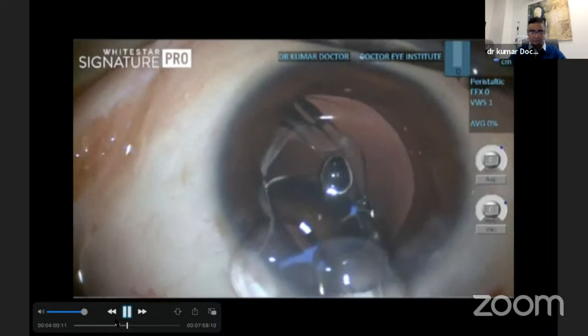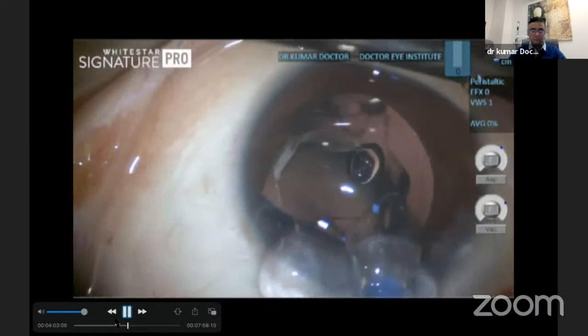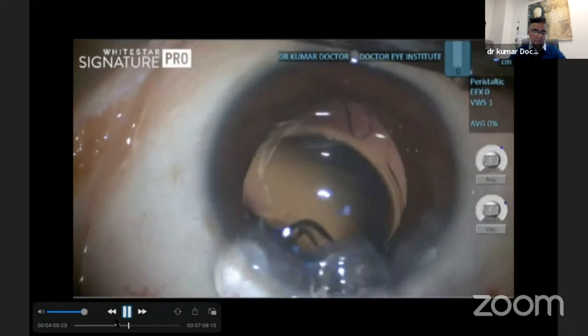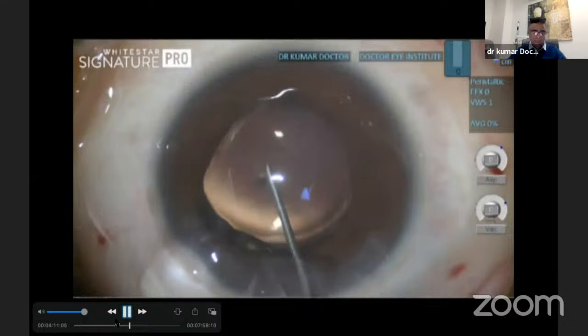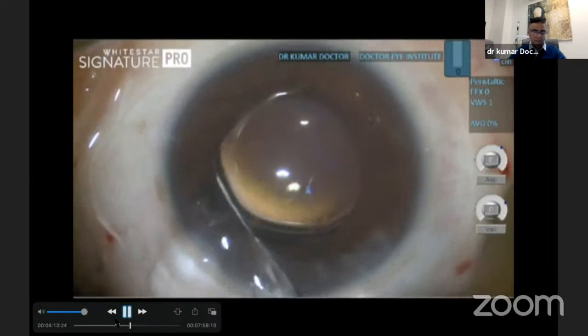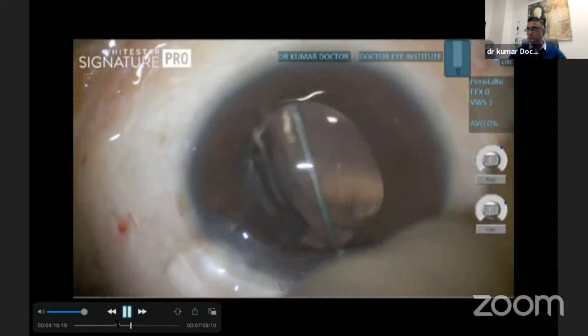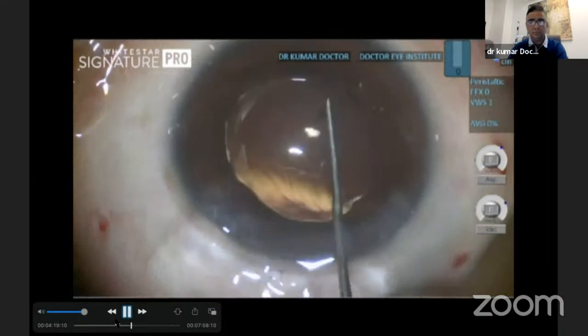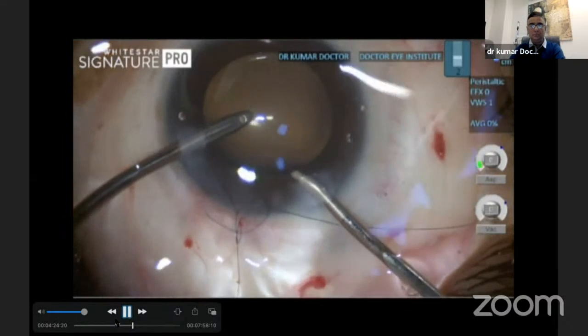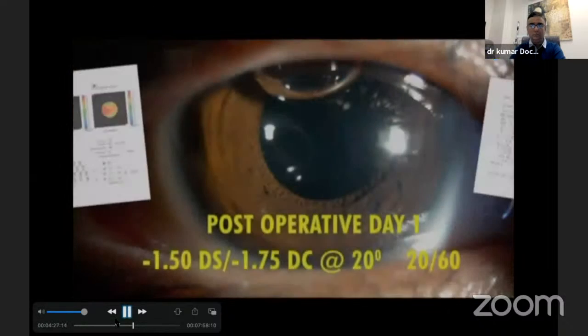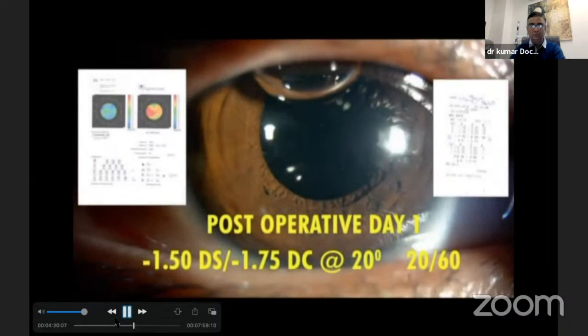Precaution taken to not let the globe collapse. IOL placed in the bag and the trailing haptic dialed into the bag. Suture placed, bimanual IA done for OVD removal. Air placed. Post-operatively, I was overwhelmed to see the first day post-operative visual acuity of 20/60 and a refractive error of -1.5 spherical with a -1.75 cylinder at 20.